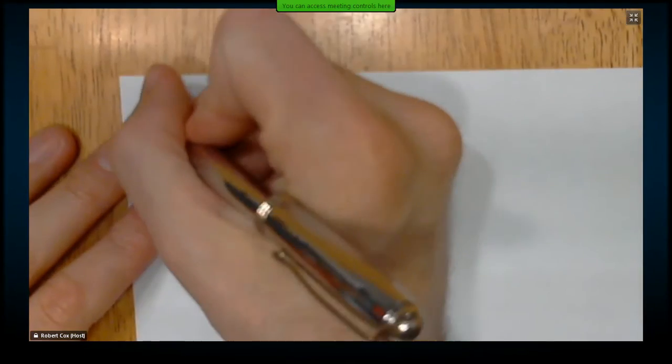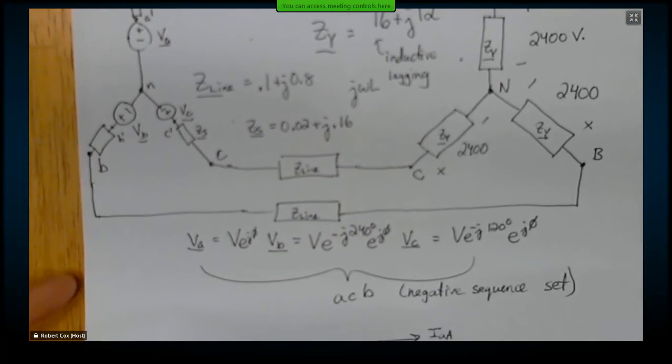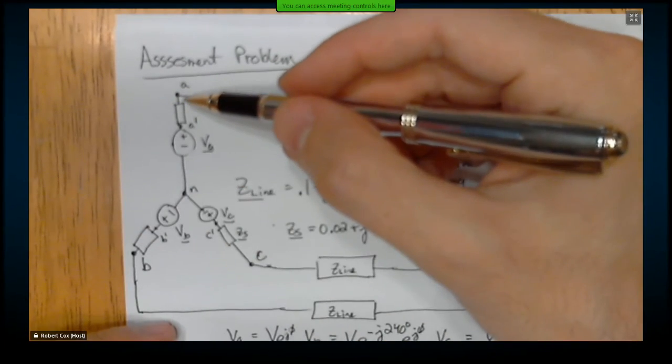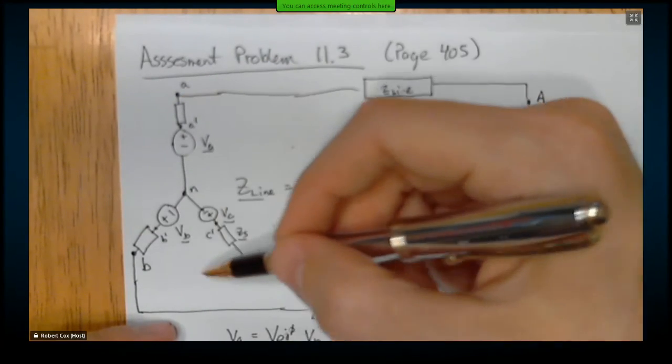All right, so let's keep going. Now part B of that problem, we are told to find the line voltages at the source. So line voltages, remember, is always the voltage between two lines. That means find VAB, VBC, and VCA.